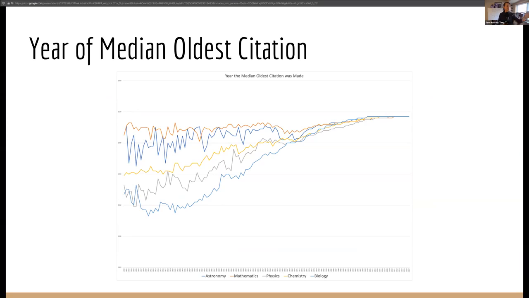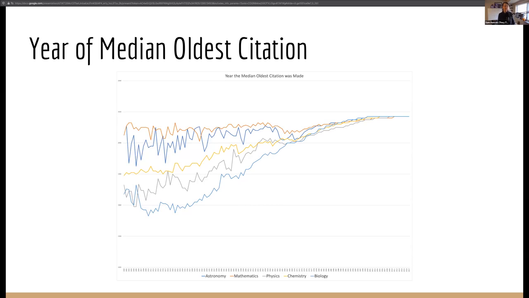y-axis is the year. If you look at math and astronomy, the orange and the blue over on the far side, that's around 2005, 2010. So for articles published in 1900 that are indexed in Web of Science with at least one citation, if they are mathematics or astronomy, at least half of them have been cited since 2005. If they are physics, 1973, 1979 for chemistry, 1967 for biology. And that is nearly a 50-year difference for the half of the papers have been cited since.